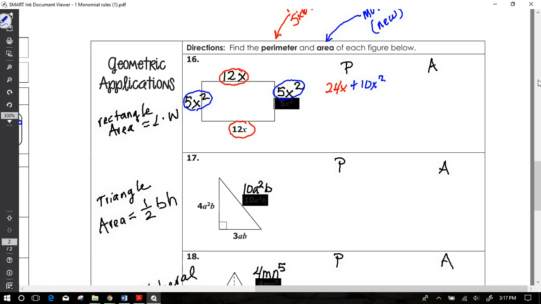Okay, now let's go find the perimeter of this triangle down here. So things that are like terms, I see 4a squared b and 10a squared b. So that gives me 14a squared b's. And then this 3ab, there's nothing to combine with it, so I just bring it over. 3ab. And I'm finished.